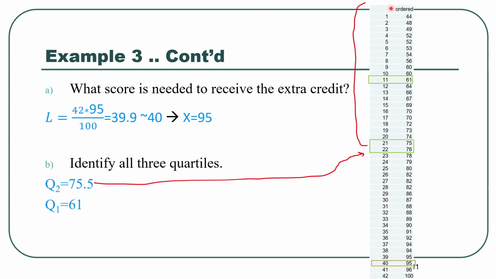So Q1 is 61. For Q3, it is the median of my second half. I began my data with 42 observations, so 21 here and 21 here.